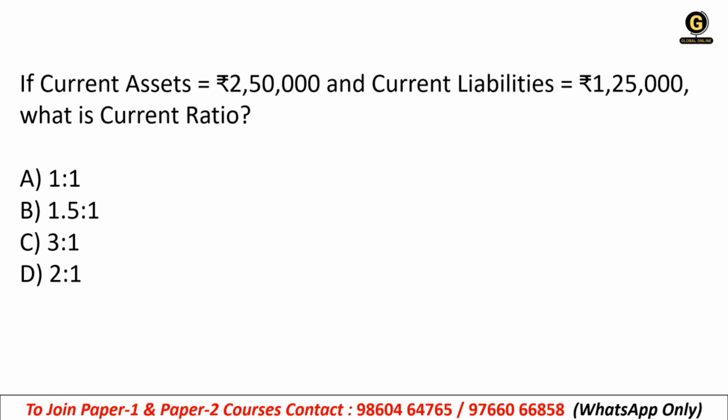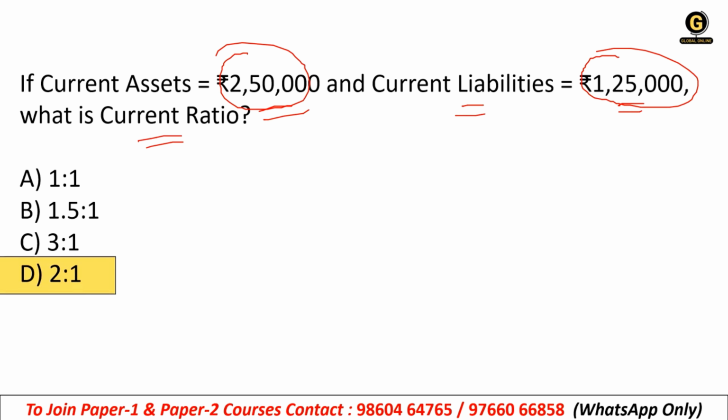If current assets are 2,50,000 and current liabilities are 1,25,000, what will be the current ratio? I have given you the formula. You have to answer it in the comment box, quickly. Current assets are 2,50,000 and current liabilities are 1,25,000. It's a really very easy question. The right answer will be 2:1. So what is so hard in that?